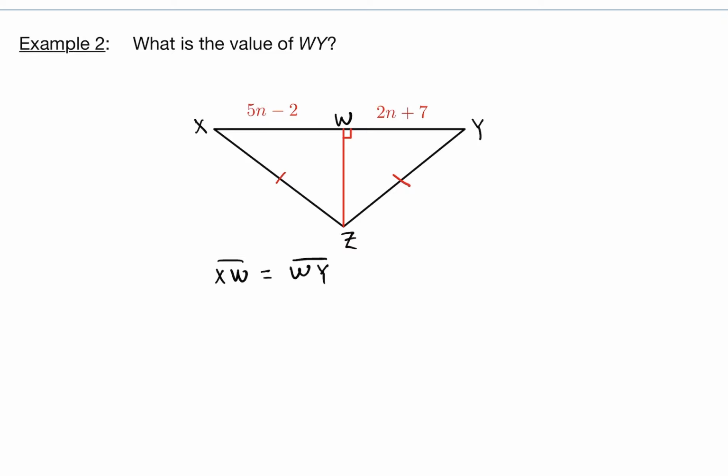We've established that relationship. We know that to be true based on the theorem, and so now we can go ahead and substitute XW with the expression given, which is 5n minus 2.